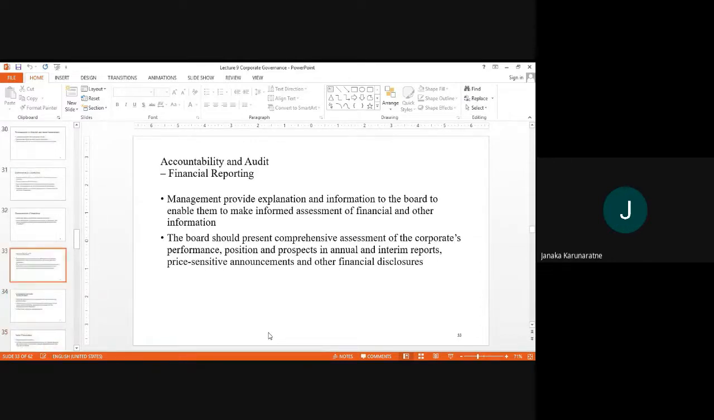Again, okay, let me move on to the next area of governance, accountability and audit. Anything you need to clarify so far? Any questions? A little bit theoretical stuff. You may feel it is sometimes boring, but this is part of the risk governance framework, so we need to discuss it.